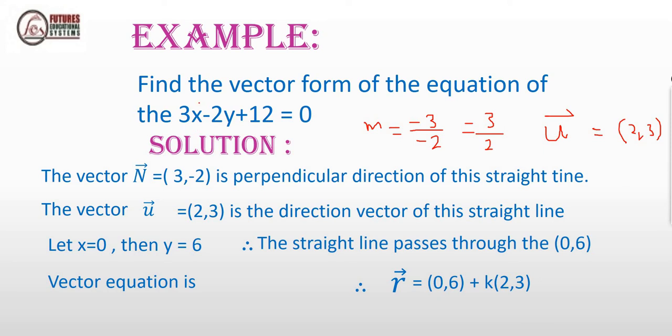Let x equals 0 and substitute directly in this equation. Putting x equals 0, we get y equals 6. The straight line passes through (0, 6). The vector equation is r equals the point belonging to the straight line (0, 6) plus u, the direction vector, multiplied by a constant.